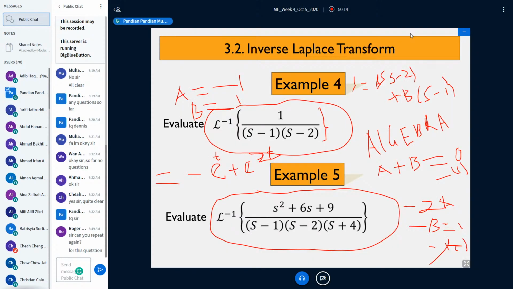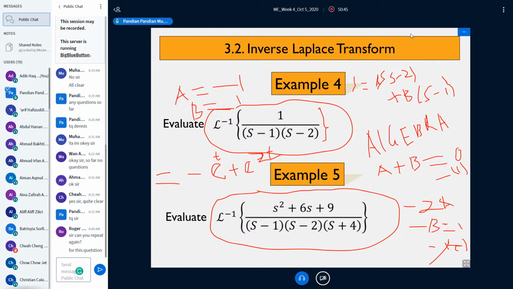After that, 1 over (S minus 1)(S minus 2) on the left hand side. On the right hand side, you must have A multiplied by (S minus 2) plus B multiplied by (S minus 1), divided by (S minus 1) multiplied by (S minus 2). You simplify, and you equate left hand side and right hand side. That will be 1 equals A multiplied by (S minus 2) plus B multiplied by (S minus 1).